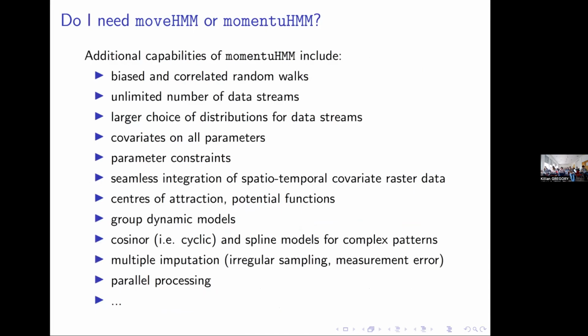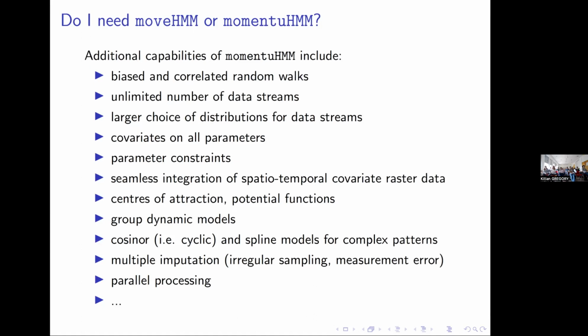So the additional capabilities of momentuHMM relative to moveHMM are that it can not only do correlated random walks, it can also do biased random walks, so movement towards targets or areas of attraction. I'll talk more on that in a minute. You can have as many data streams as you like. If you have all sorts of auxiliary data streams, you can include them all in a single model to help inform and distinguish those different behaviors.